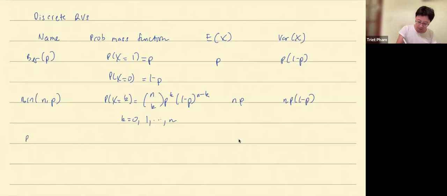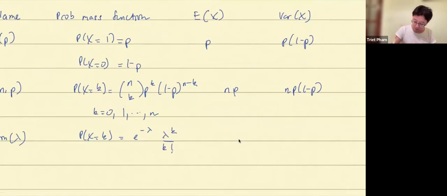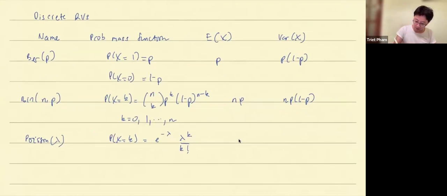We have a Poisson lambda. And the mass function is e to the minus lambda, lambda to the K over K factorial. Here, K runs from 0, 1, 2, etc. There's no upper limit. Expectation lambda, variance lambda.